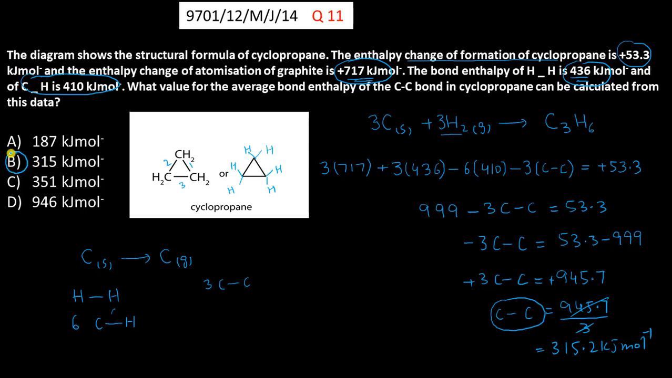So the correct option in this case is beta, 315.